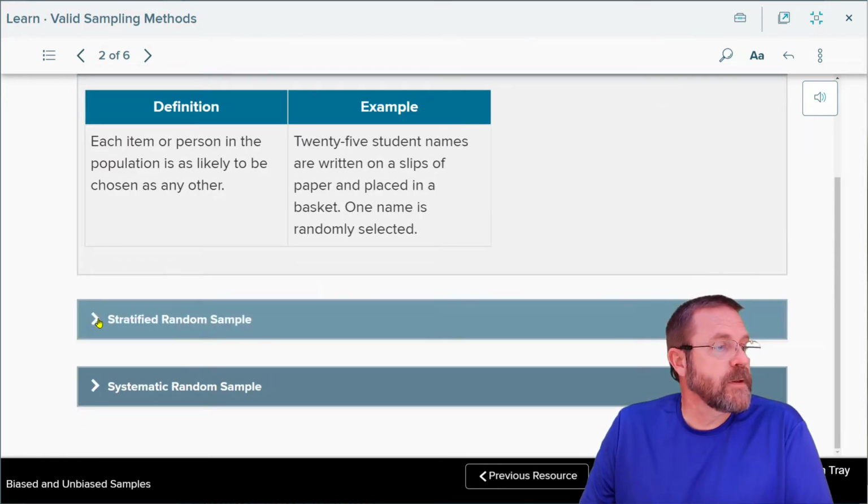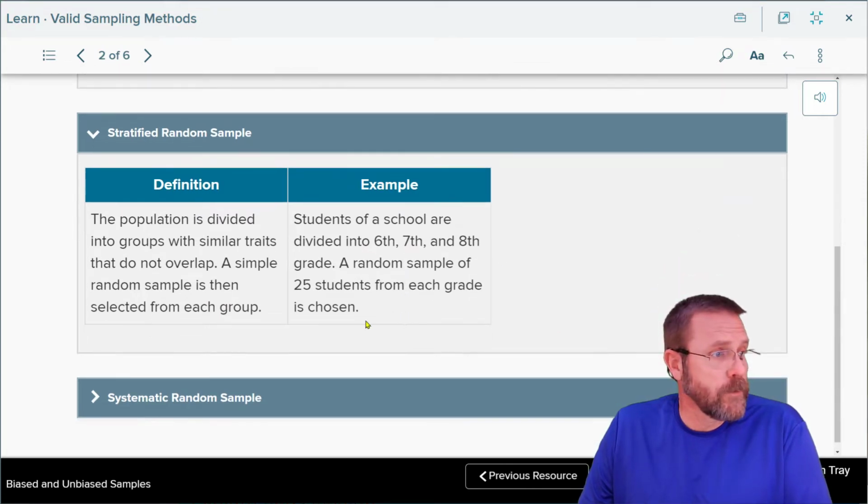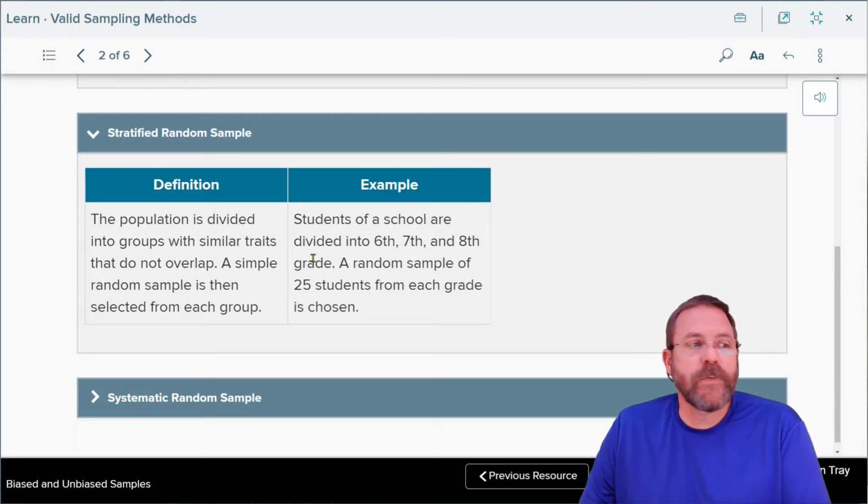The next type is going to be the stratified random sample. You all might want to pay attention to these because they're going to be on a vocab quiz and they're pretty similar. In this, the population is divided into groups with similar traits that do not overlap, while a simple random sample is then selected from that group. So say, for example, students at the school are divided into 6th, 7th, and 8th grade. A random sample from those 25 students from each grade is chosen. So you divided them into a group by grade level, and then you took a random sample from each grade level.